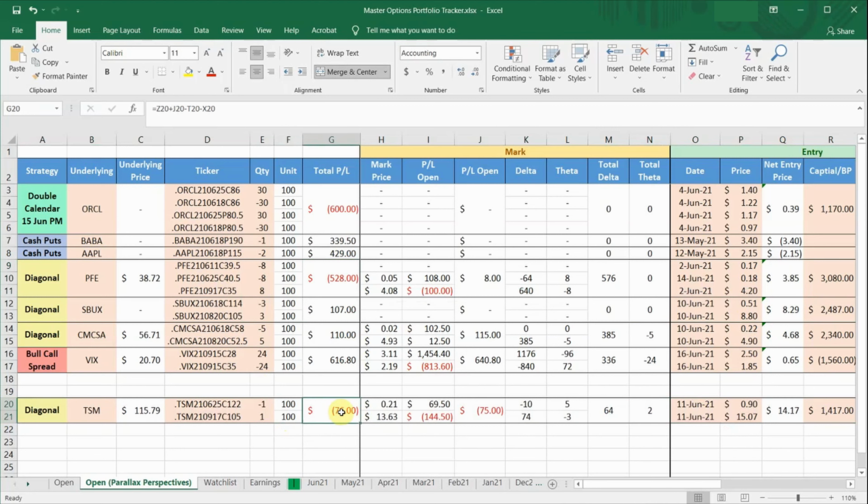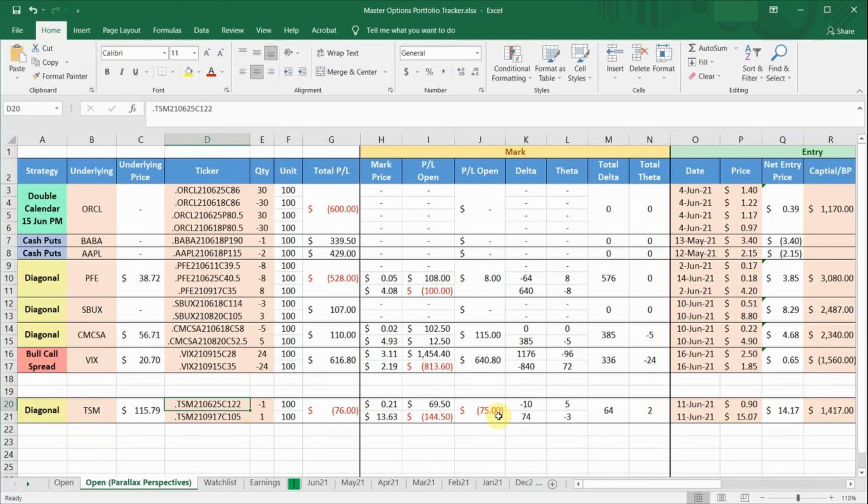The current P&L is showing a negative $76. And if you recall in the demo, the long call of my position had a strike price of $105, with the contract expiring on the 17th of September. And the short call, which is over here, has a strike price of $122. And this $122 is actually the key resistance level, with the contract expiring on the 25th of June, which is 1 week later.